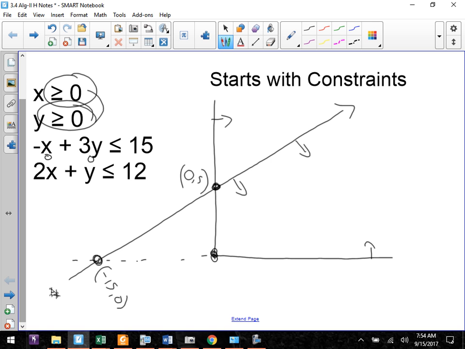Okay. And then lastly, I have the graph of 2x plus y is less than or equal to 12. X-intercept at 6, y-intercept at, good. So we'll say y-intercept here is 12, so it's at (0, 12), and then (6, 0). Connect the dots.